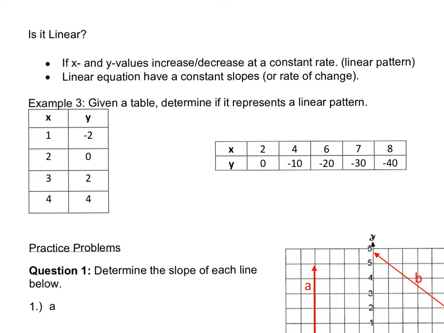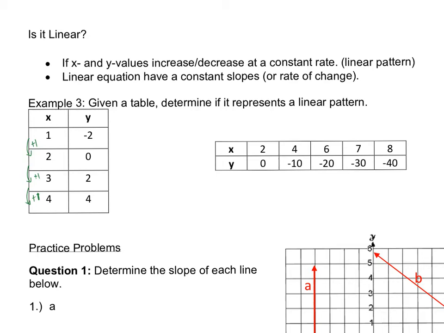So in this example here, it says, given the table, determine if it has a linear pattern. What you need to do is figure out what's the pattern for x and figure out what's the pattern for y, and is it the same throughout the chart. So in this case, let's use this as a quick example. From 1 to 2, it looks like it's adding 1. From 2 to 3, it's also adding by 1, and 3 to 4, it's adding by 1.